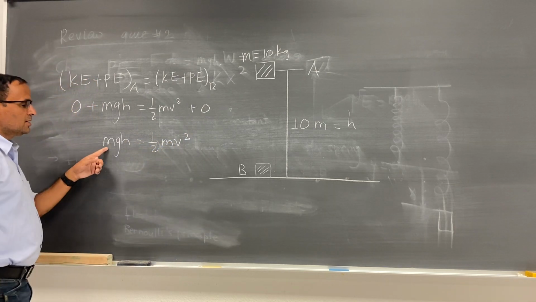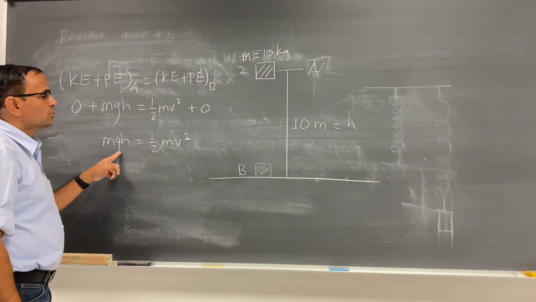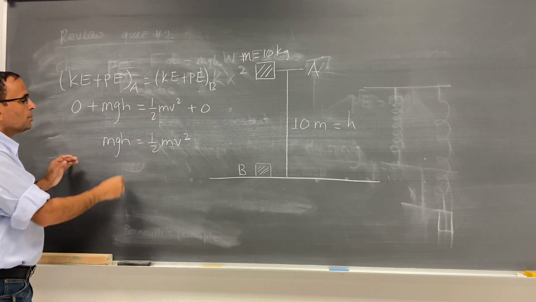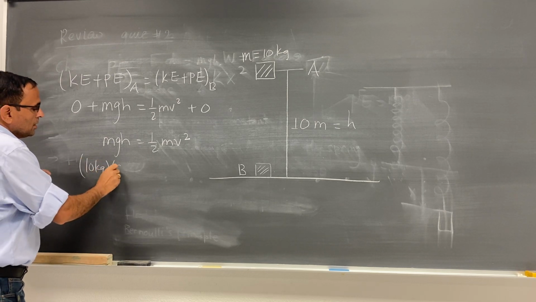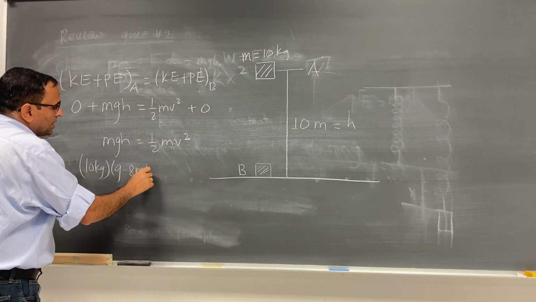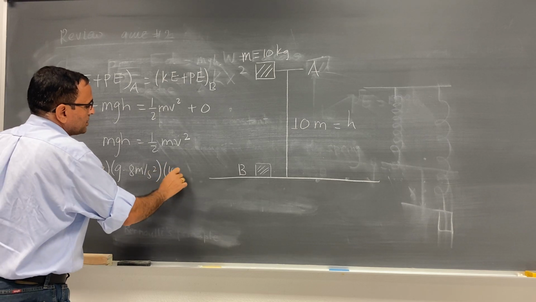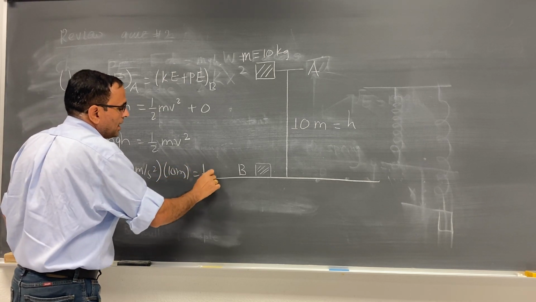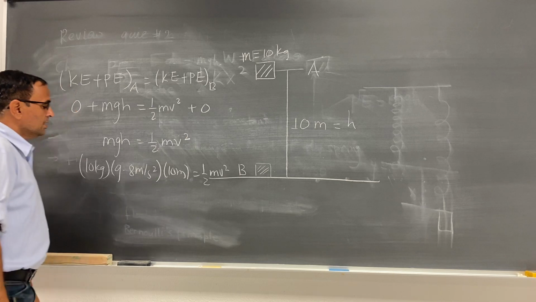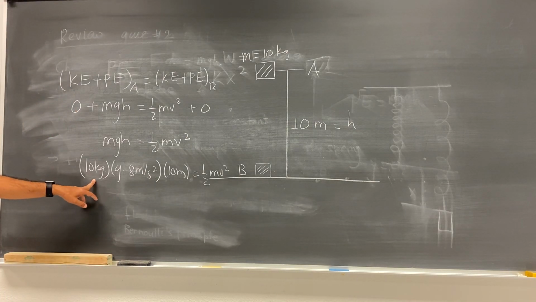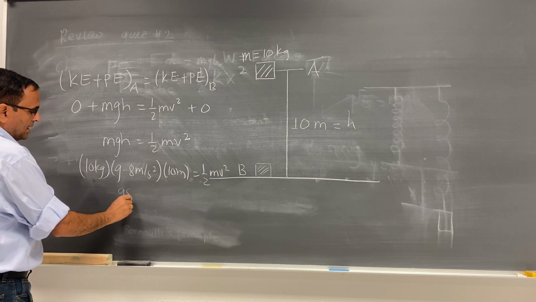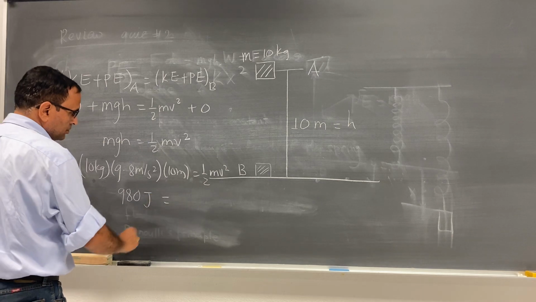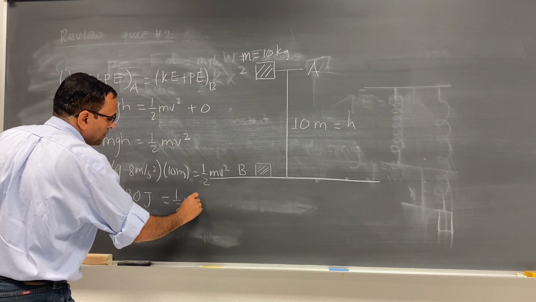Now, mass is given, gravity is 9.8 meters per second squared, and height is also given, 10 meters. Plug in 10 kg, 9.8 meters per second squared, and 10 meters. This equals 1/2 mv squared, which is the kinetic energy. How much is this? I think it is 980 joules. This is your kinetic energy, 1/2 mv squared.